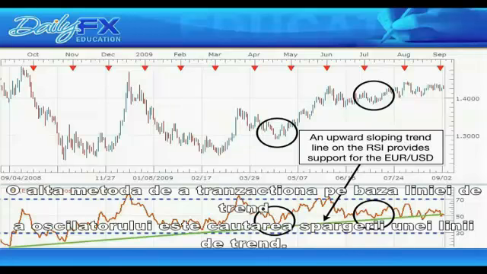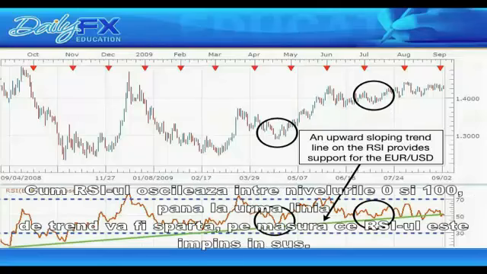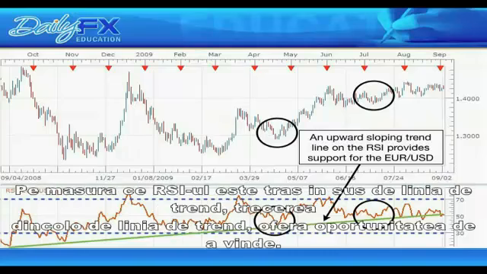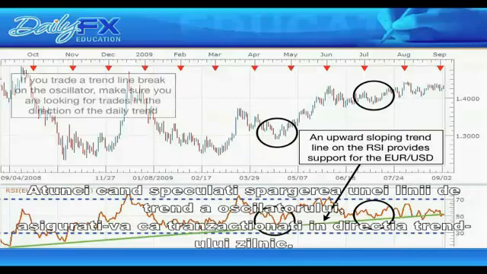Another way to trade the trend line on oscillators is to look for a trend line break. Since the RSI oscillator is bound by 0 and 100, eventually the trend line will break as the RSI values get squeezed upward. As the trend line squeezes the RSI up, a break below the trend line can offer an opportunity to short the pair. If you trade a trend line break on an oscillator, make sure you're looking for trades in the direction of the daily trend.